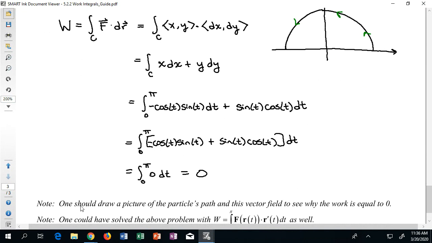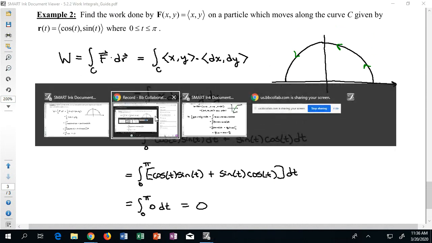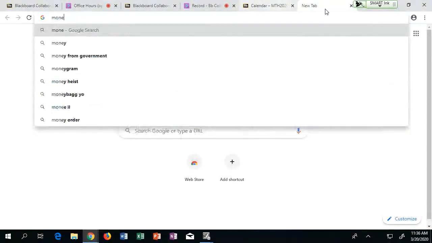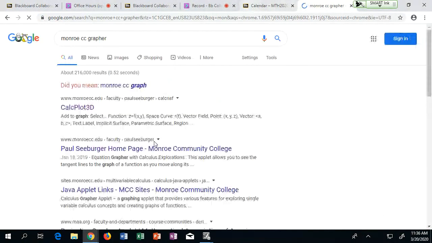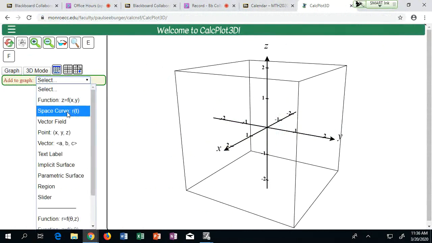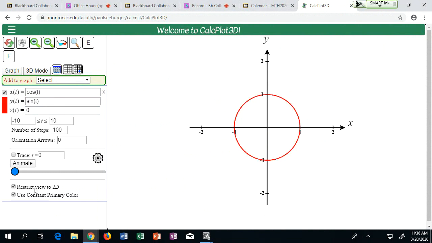As I state down here, you can draw a picture of the particle's path and this vector field to see why this might actually be the case. This is kind of strange and maybe surprising at first. One of the things I could do is, oops, forgot to pull this up ahead of time, take a look at the 3D grapher here. I can type out my space curve. Here it is. I'll restrict it to 2D.